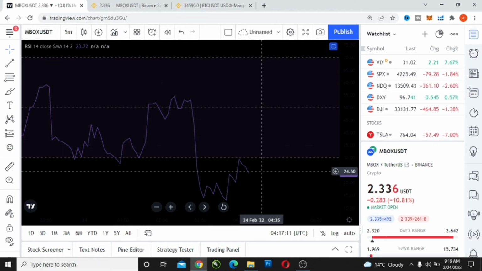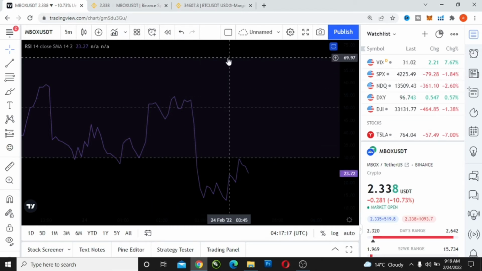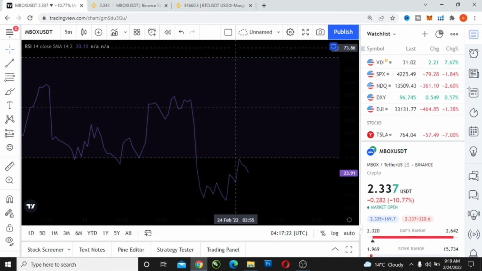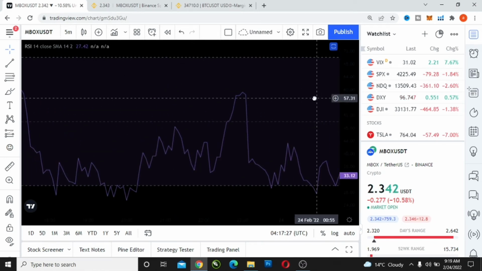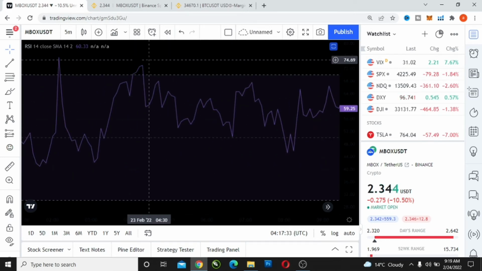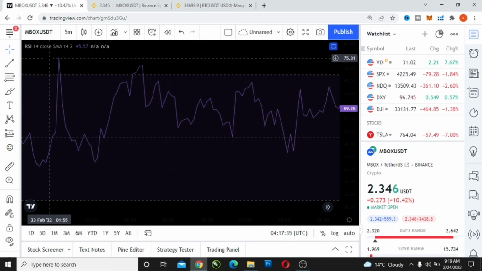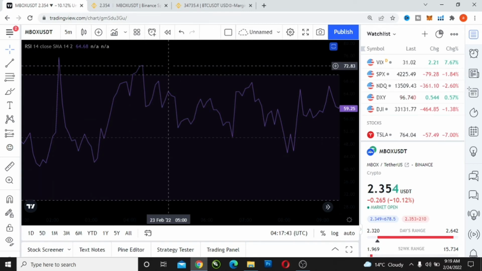Now, if the RSI is above 70, this one is 70, if this graph is above 70, then that is the right time to sell your coin. Otherwise, it will again fall back in this bracket. So let me show you if I can find an example of overbought. Yes, you can see that at this particular point, the RSI was 75.31. At this particular point, it was 73.08. So whenever it is above 70, you have to definitely sell your coin and you will be in good profit.